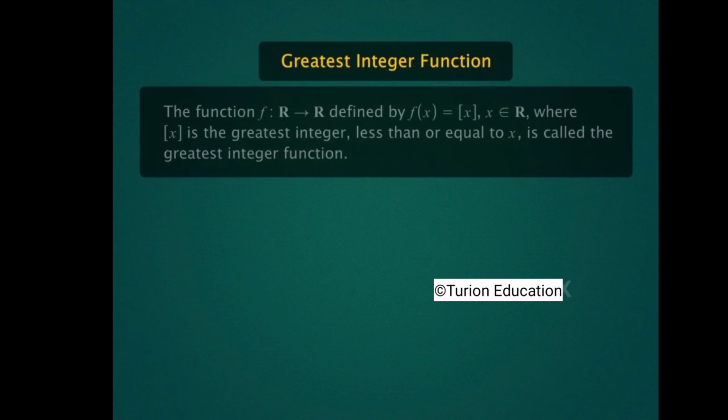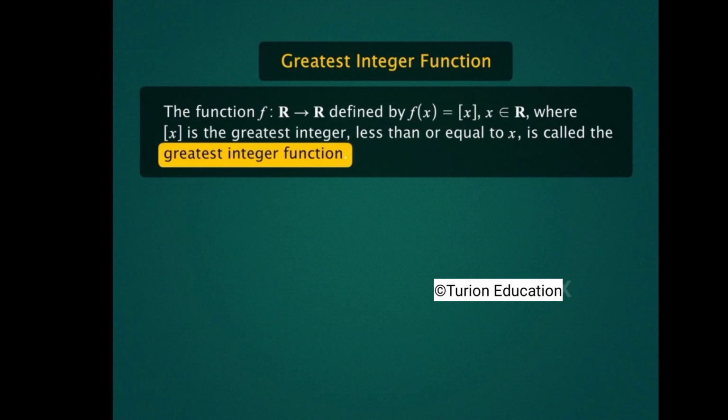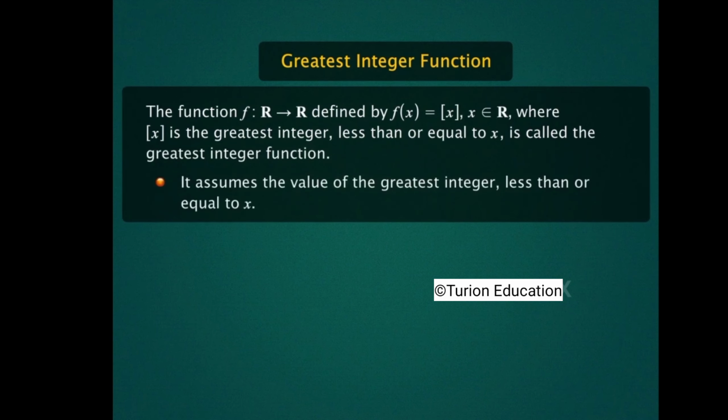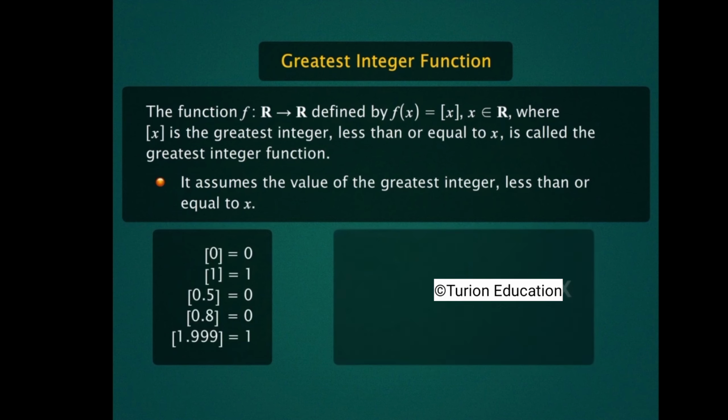The last type of function is the greatest integer function. This function is defined from real numbers to itself, such that f of x is equal to the greatest integer less than or equal to x for each x belonging to R is called the greatest integer function. True to its name, the function assumes the value of the greatest integer less than or equal to x. This means that if the input is an integer, then this function outputs an integer. But if the input is a non-integer, then this function outputs the greatest integer just less than that.